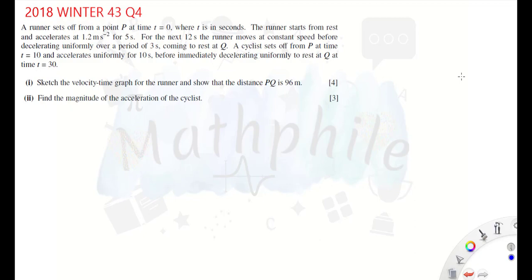This is easy. This should have been our first question. It's actually very easy. Okay, so let's start with the velocity-time graph. You should have your ruler and other things with you.